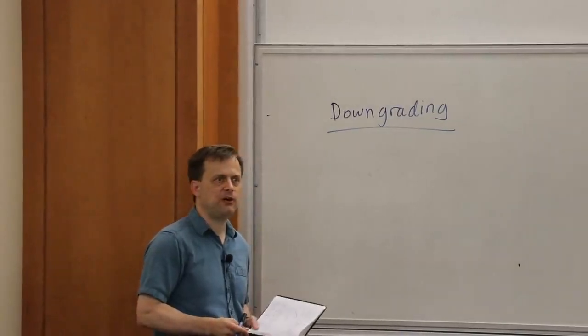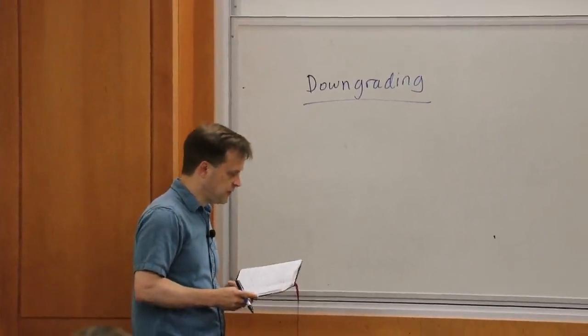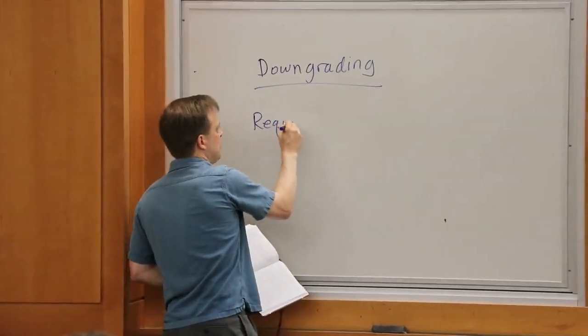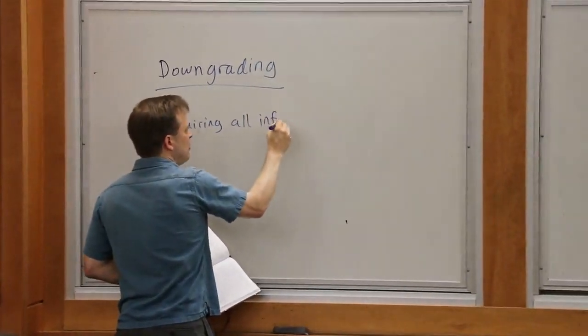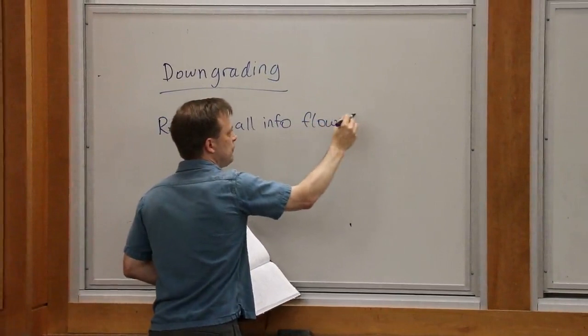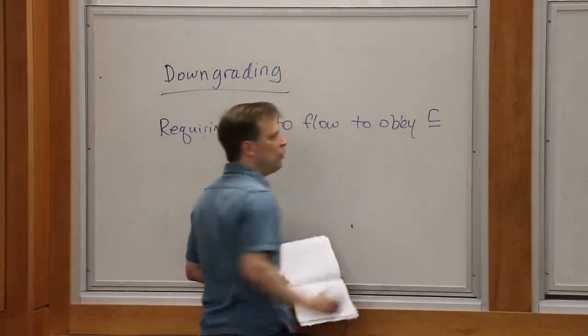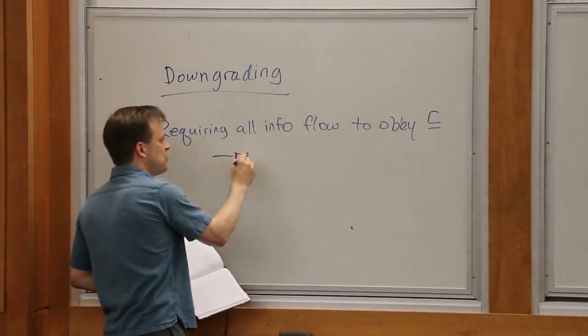Let's start talking now about downgrading, another one of these tricky issues. So far, we've been talking about systems that are trying to enforce non-interference. And the problem here is that if we require all information flow to obey this lattice ordering that we defined, that's pretty darn restrictive.